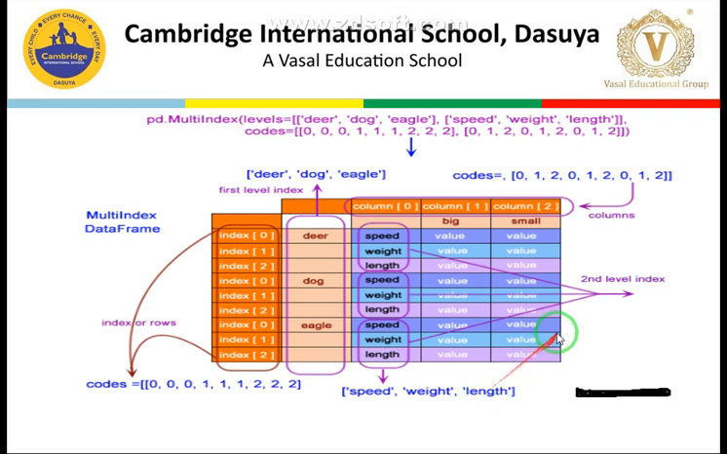Clear? And next we have big and small values. These are column number 1, 2 and 3. Like we have the rows on this side. This is very important to understand the data. Clear? That's why this is called the second level index, because these parameters represent the second level, and deer, dog and eagle represent the first level of index. That's why this is called a multi-index data frame. Clear? I hope, students, that these figures give you a better picture.